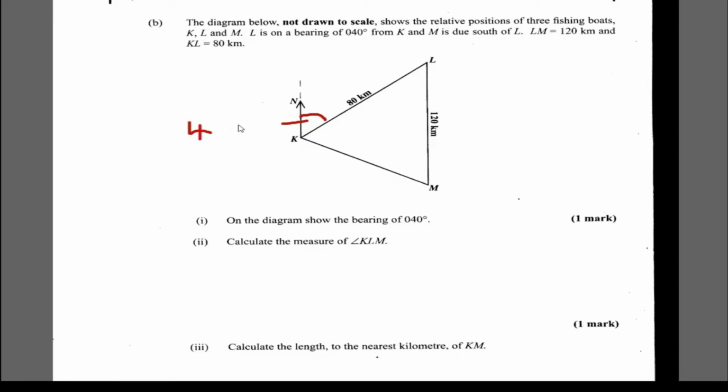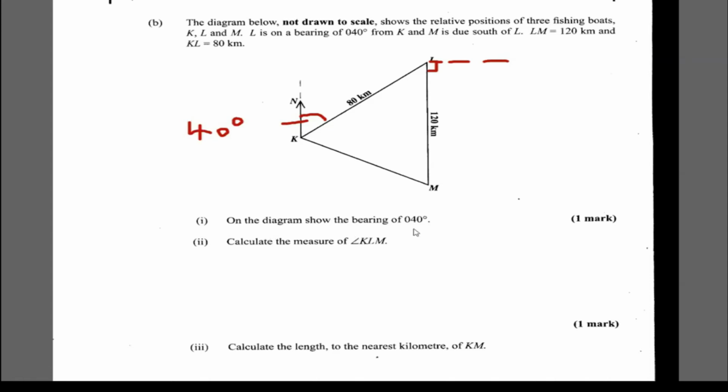And M is due south of L. So they're telling us that this is 90 degrees. South is 90 degrees from the bearing line. And they tell us LM is 120 and KL is 80. This clearly is 90. Now it says calculate the measure of angle.